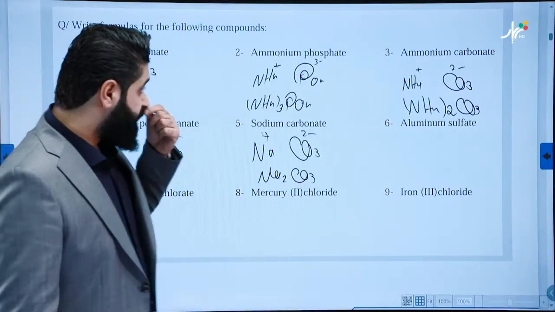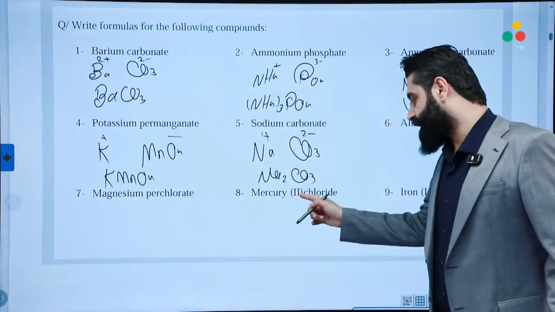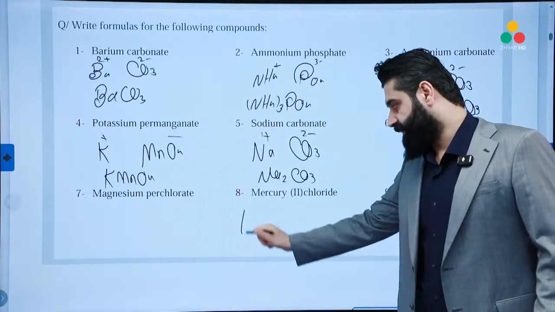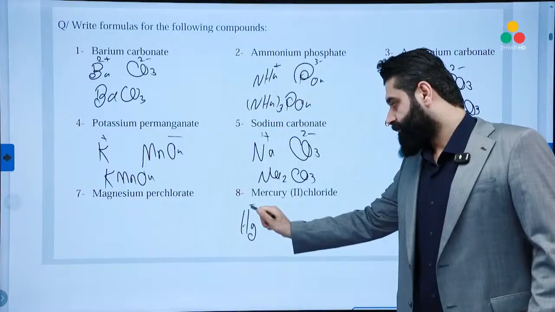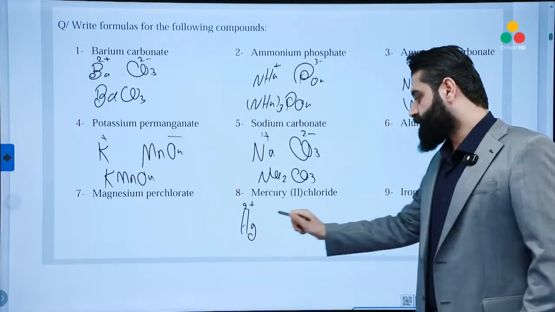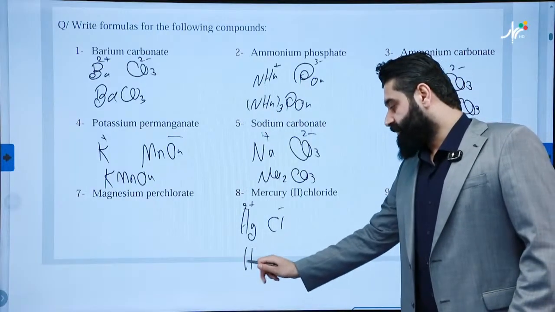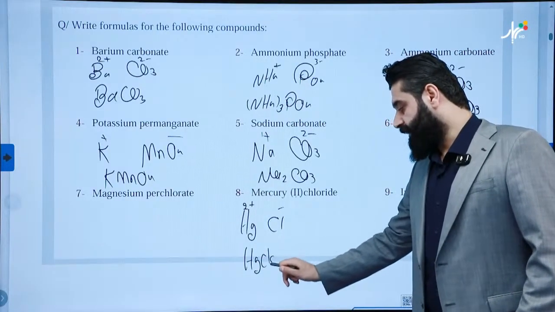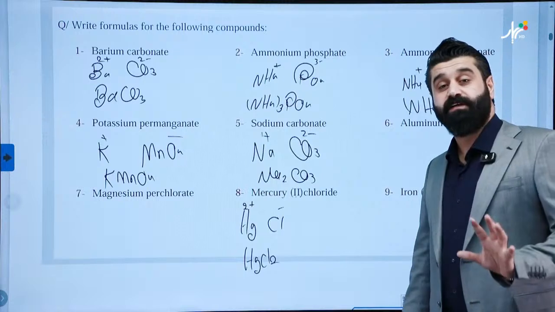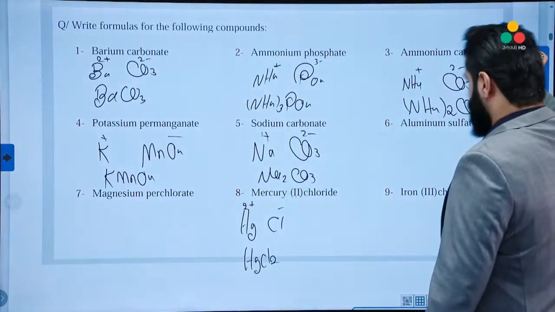Easily. About the stock system, look at this. This is the stock system. Mercury chloride. This is mercury. Hg +2. Because we have mercury II, it means the charge is +2. Chloride is Cl -1. Together, it will become HgCl2. But my dear, we have a very special case. So stay with me. Look.